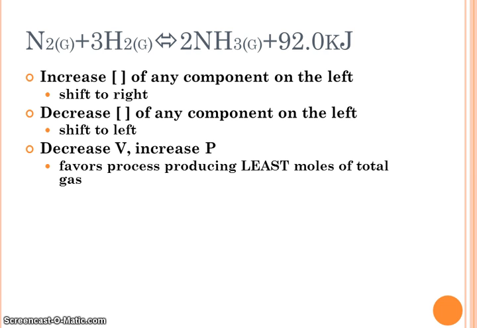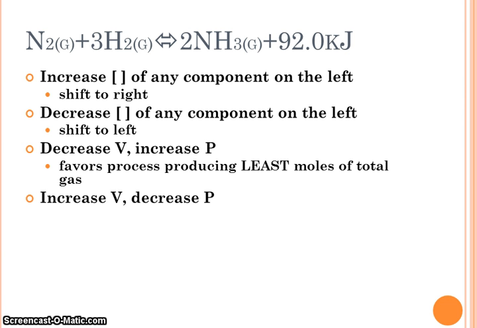If we decrease the volume, that will increase the pressure. In order to decrease the pressure, the system is going to shift to the side with the least moles of gas, therefore decreasing or relieving that stress on the system. So in this particular case, it would shift towards the right. There is no specific answer for this, though, because it depends on how many moles of reactant and product you have.